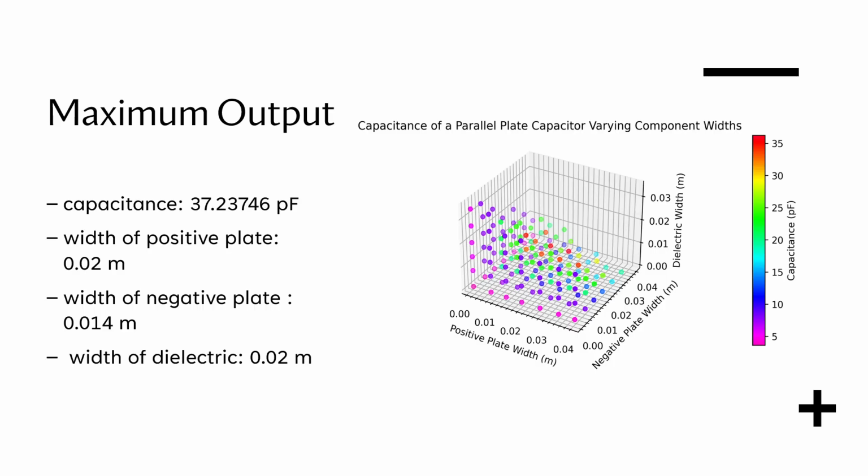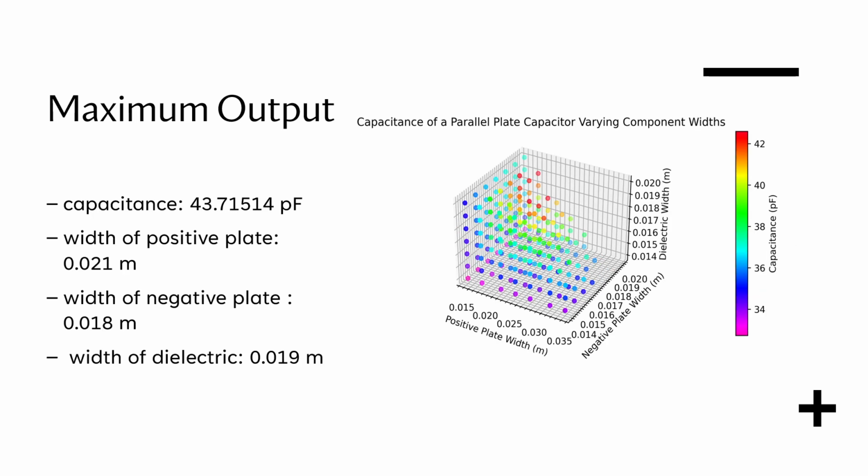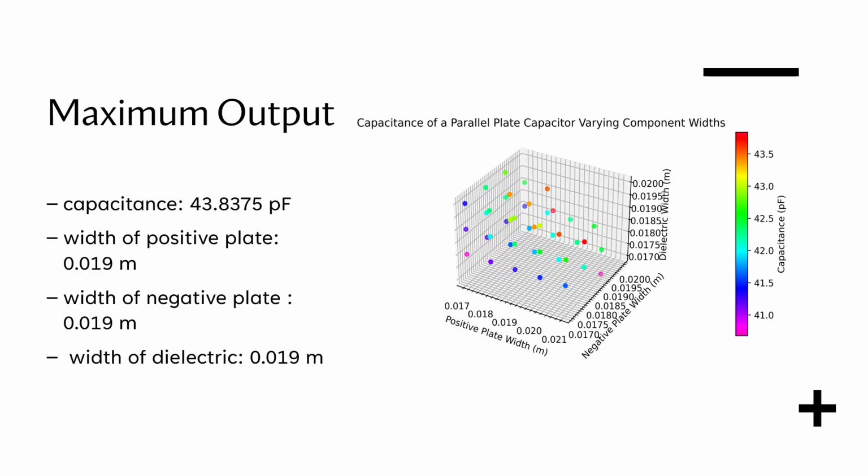In this slide, we see our first iteration with the capacitance of 37.2 picofarads, with the given widths of the positive and negative plates and the width of the dielectric. On this slide, we see our second iteration with the capacitance of 43.71 picofarads, width of positive plate being 0.021, width of negative plate being 0.018, and dielectric width being 0.019 meters. Finally, our maximum output for our final iteration gives us 43.8 picofarads, with the positive, negative, and dielectric widths being 0.019 meters.